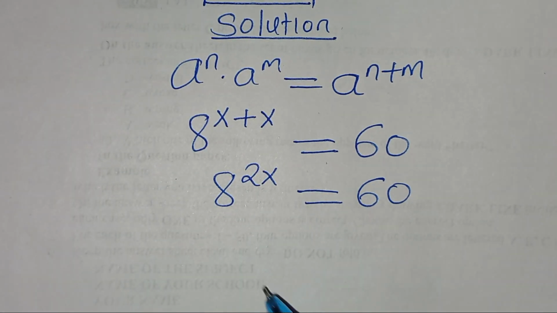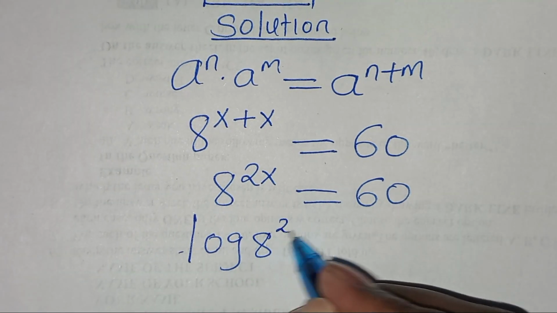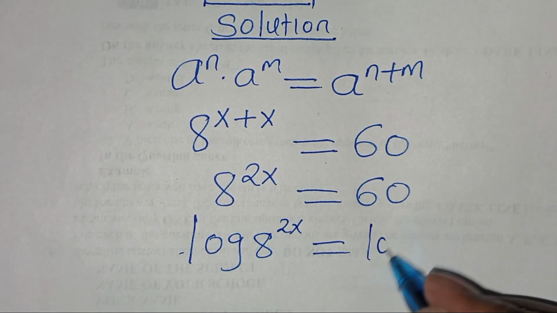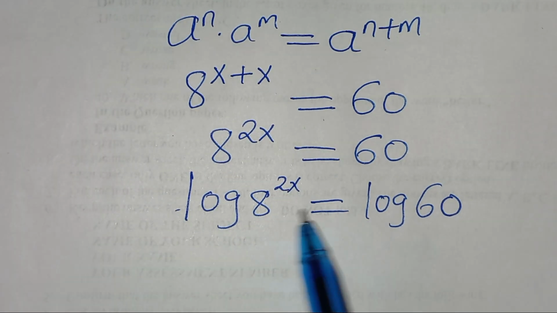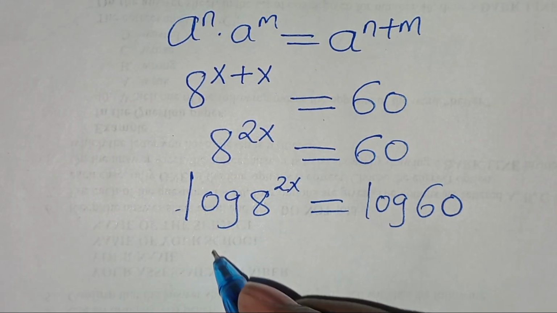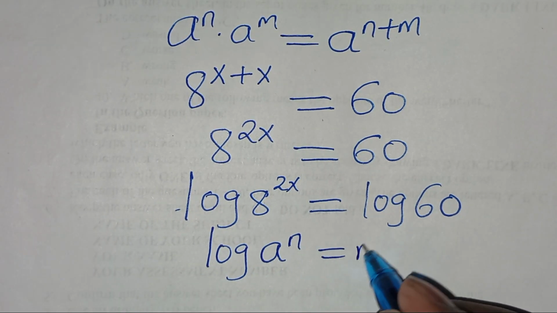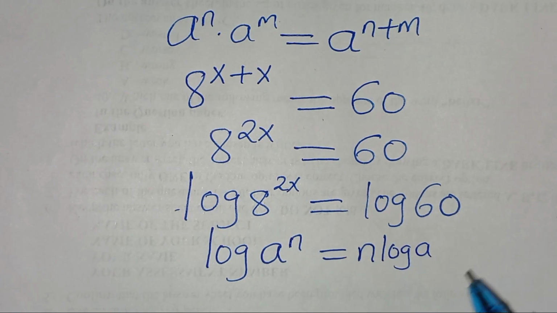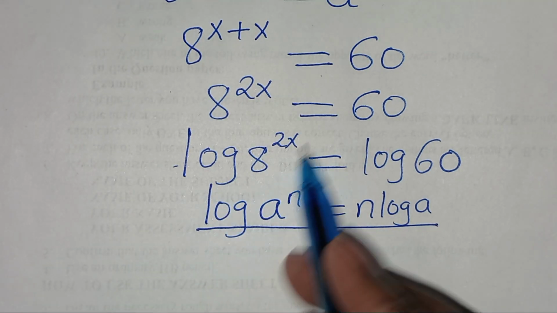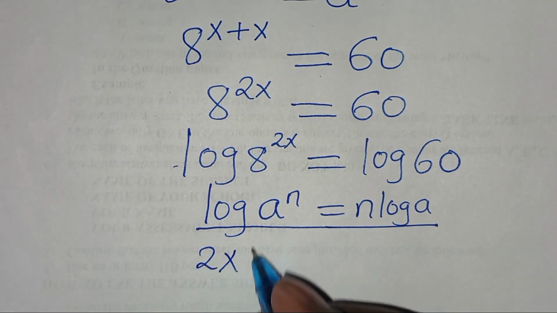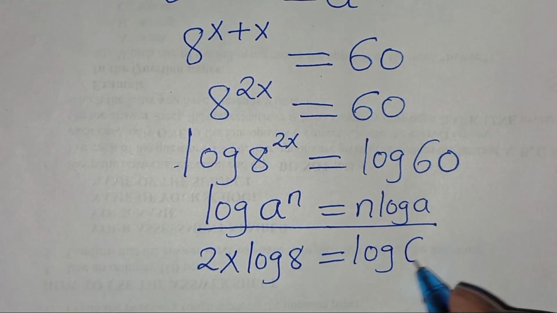To solve for x, we introduce logarithm on both sides. So you have here log 8 to the power 2x. This is equal to log 60. To solve here, log 8 to the power 2x, this is in the form of log a to the power n, which we can express as n log a. Applying this power rule property, then you find that log 8 to the power 2x becomes 2x log 8. This is equal to log 60.